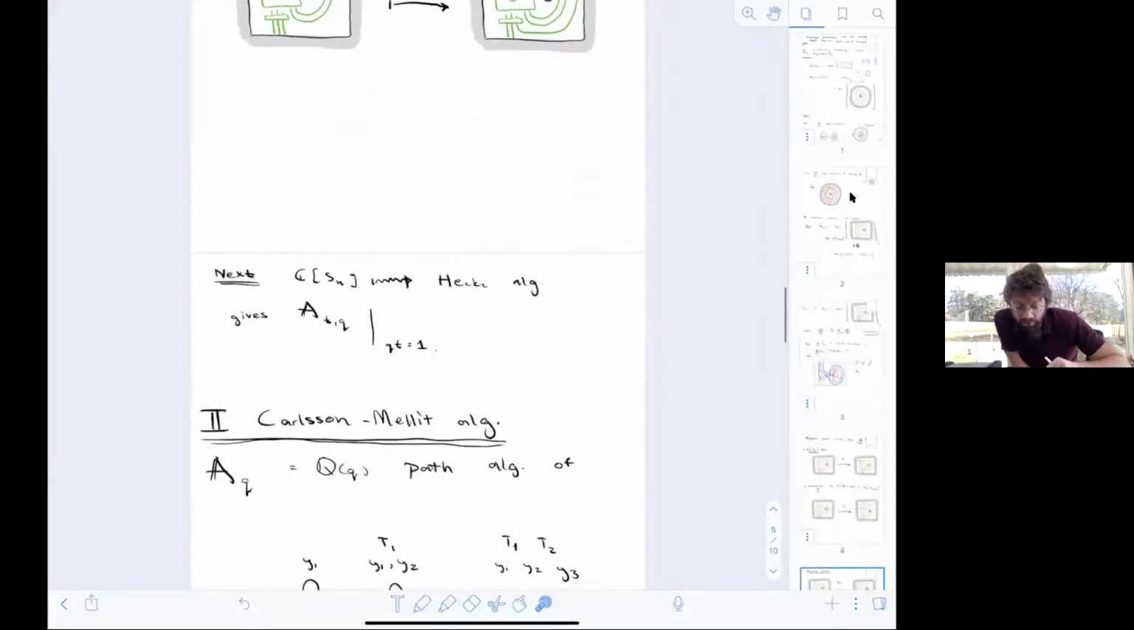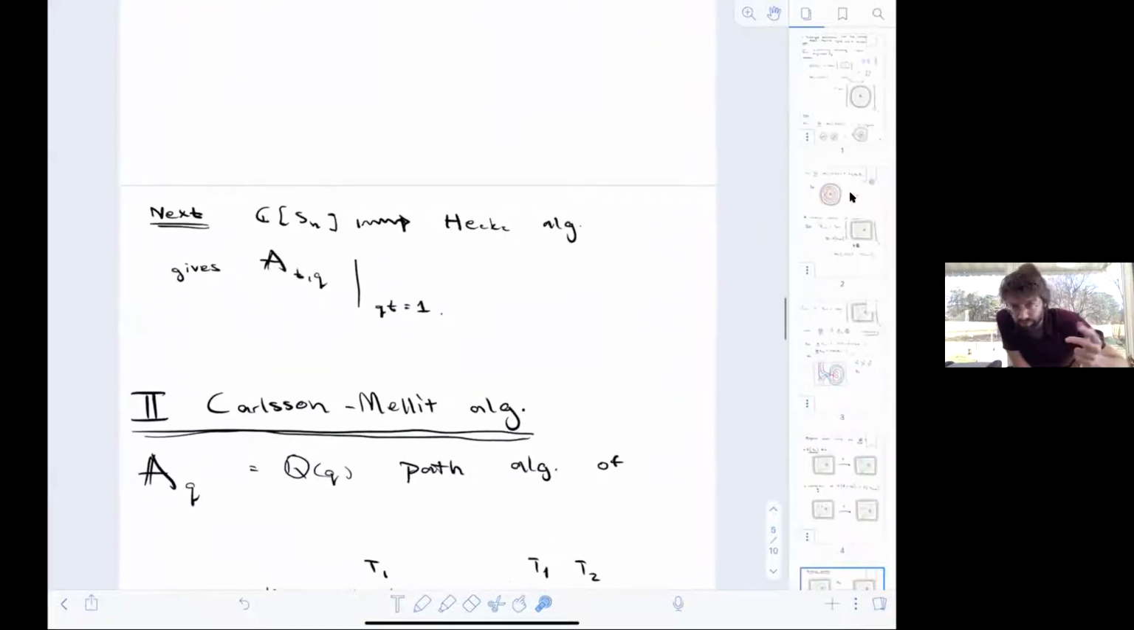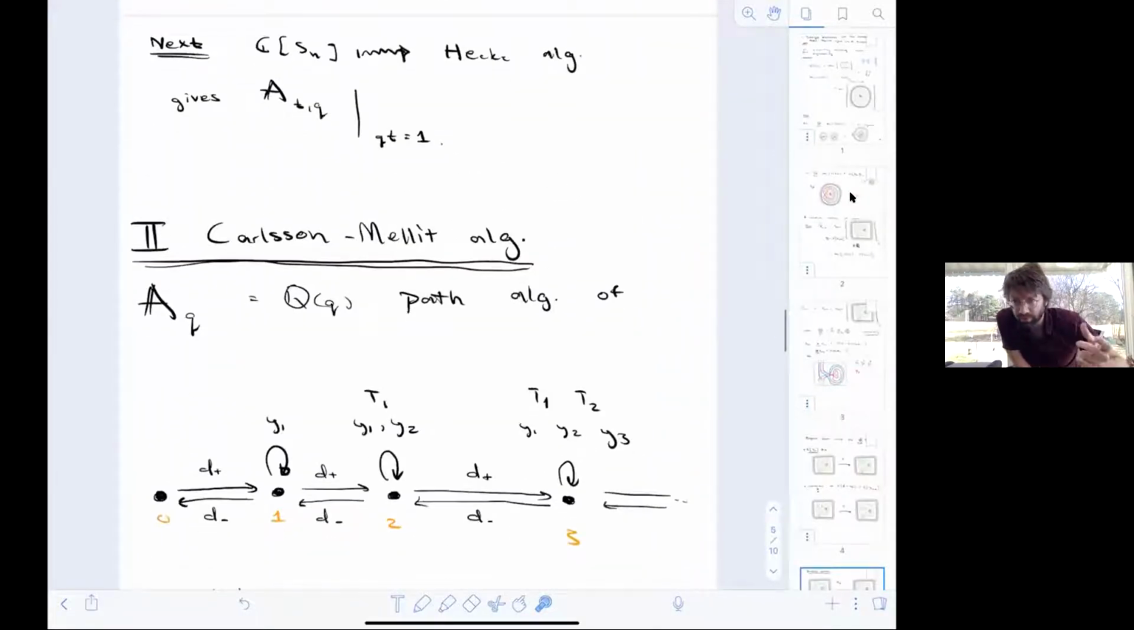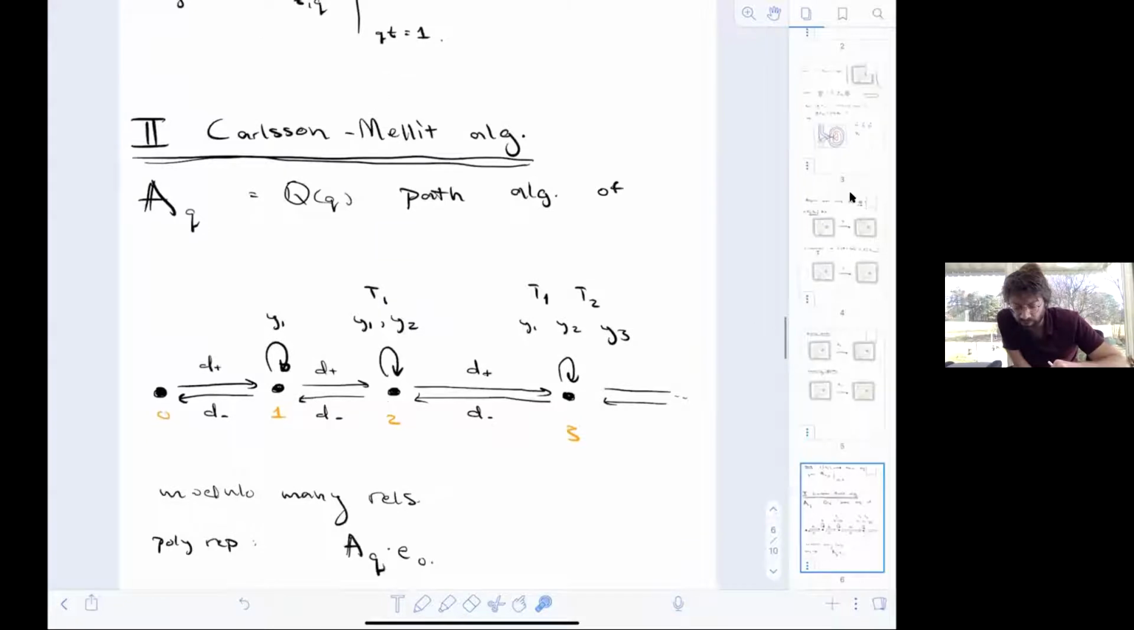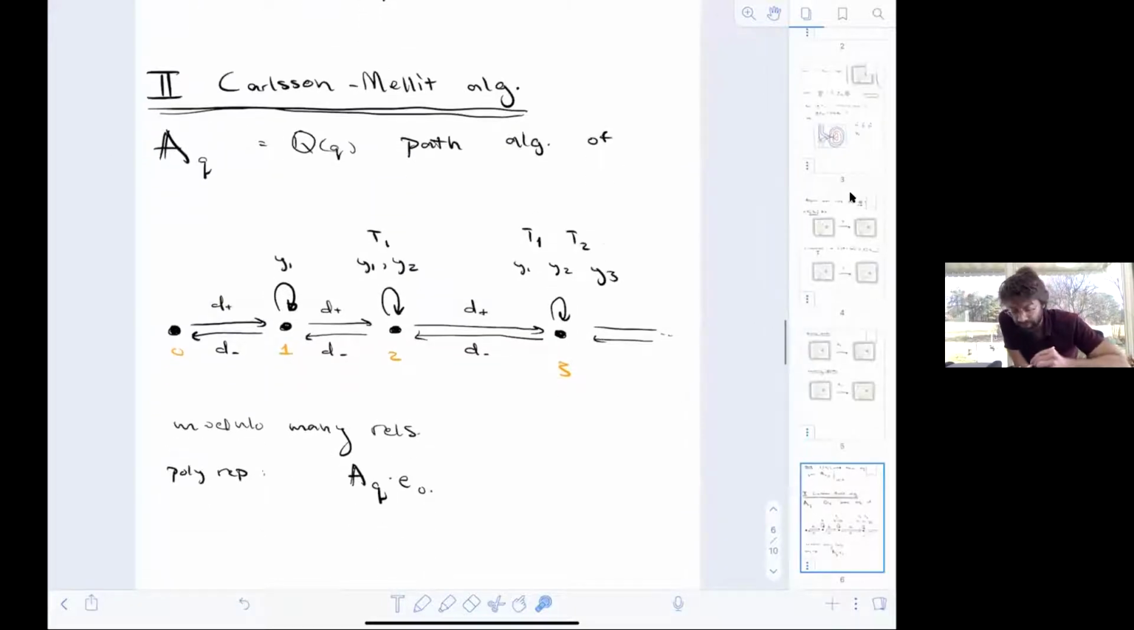Okay, so let me tell you roughly what is the Carlsson-Mellit algebra. This is what they call a dyck path algebra or the double dyck path algebra. So there's two such algebras. The first is, I won't explicitly write the relations here because I don't think it's super enlightening. But roughly what the algebra is, you consider the following quivers. You have a vertex for each non-negative integer. You have a path which moves you from one vertex to the right. You have another path which moves you from each vertex to the left. And then you have various loops.